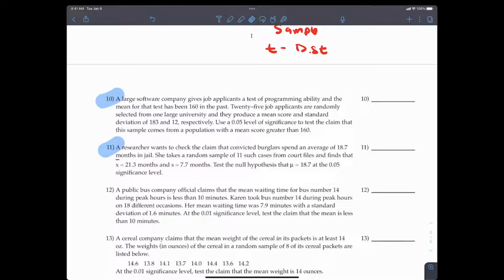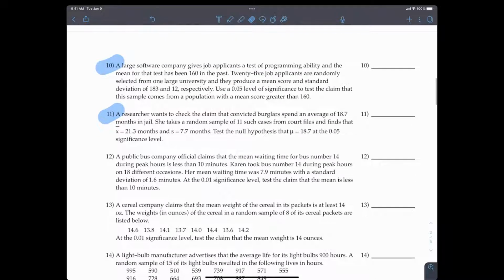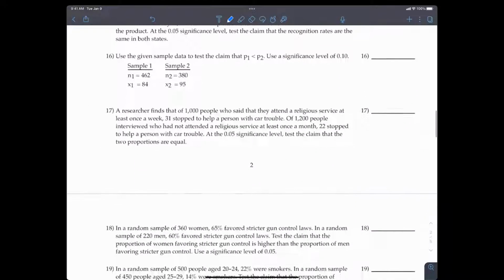It's good to go through this stuff. All right, let's see what number 10 says. A large company gives job applicants a test of programming ability, and the mean for the test has been 160 in the past. Okay. Software company gives applicants a test of how well they can program, and the mean for the test has been 160 in the past. Okay, let's see what we can do with this. 25. Oh, we have small sample again. So where is the large sample?